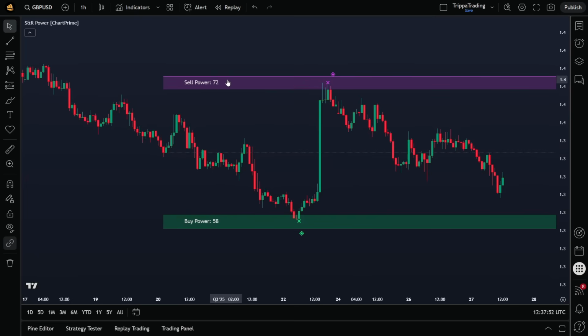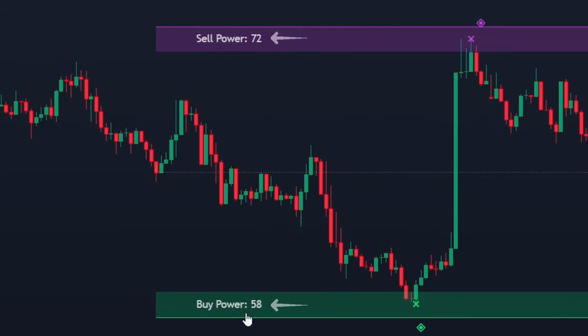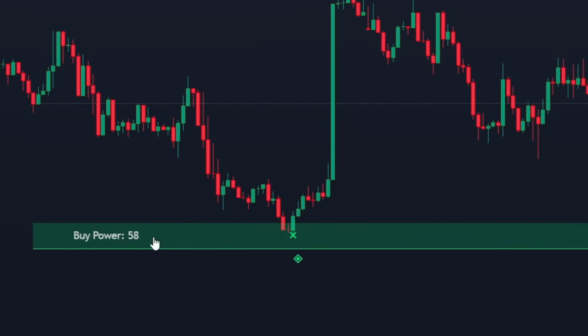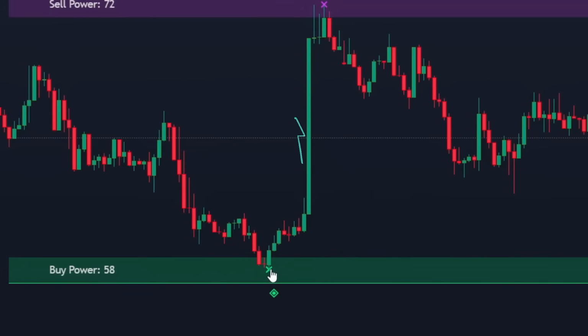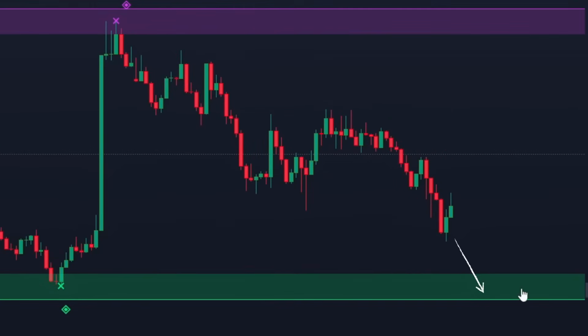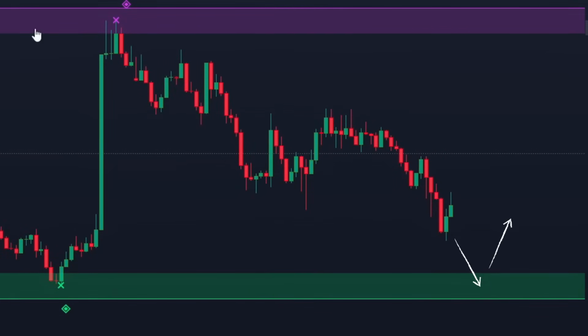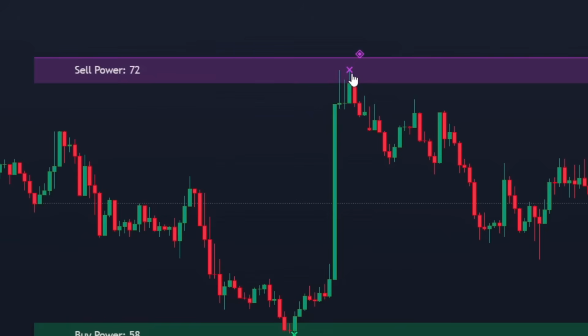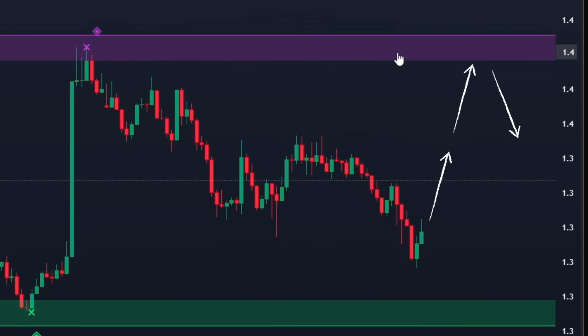It doesn't just draw zones, it gives each one a power score. That score tells you how aggressively buyers or sellers controlled that area. For example, if you see a green zone with a certain buy power, it means buyers stepped in heavily at that price before. When price comes back to that zone, there's a high chance it reacts again. On the other side, a purple zone with a certain sell power means sellers dominated. So when price revisits that level, you should expect resistance or at least a slowdown.